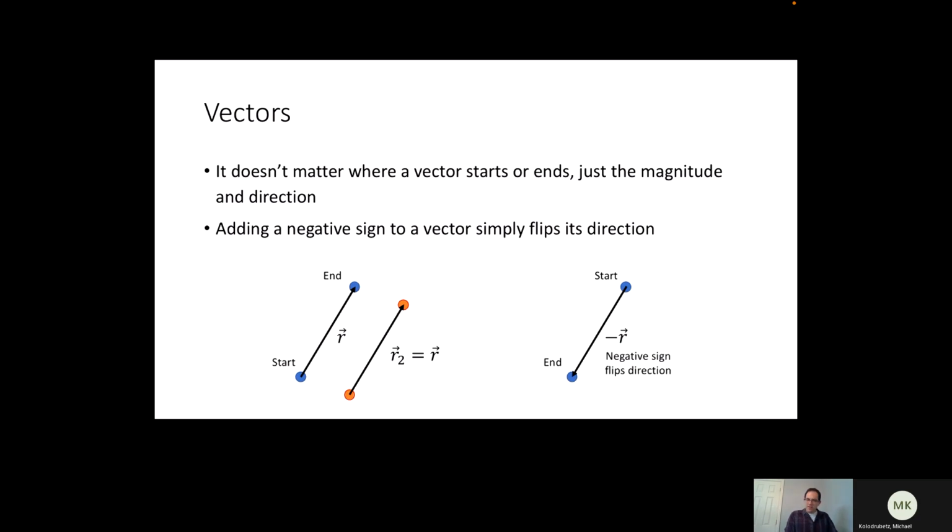Another property of vectors is that if I add a negative sign to the vector, I'm just flipping its direction. So you'll notice that I start at the tail of the vector and draw a line to the head of the vector. That's my arrow. When I add a negative sign, I start at the other end and I go backwards.